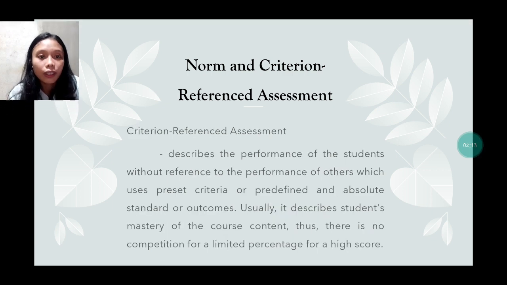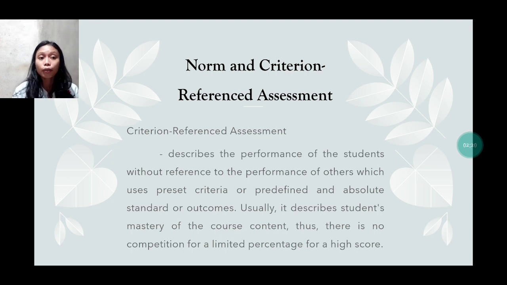Then let's talk about the criterion reference assessment. So criterion reference assessment means that it describes the performance of the students without reference to the performance of others, which uses preset criteria or predefined and absolute standards or outcomes.